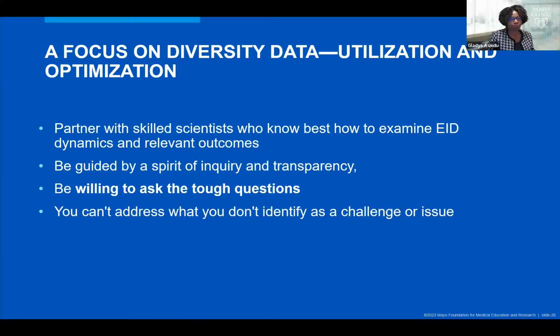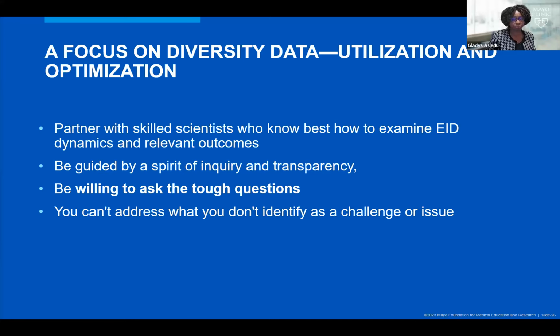we partner with skilled scientists throughout the enterprise, who know best how to examine this data, the dynamics and the relevance of it. We are also guided by a spirit of inquiry and transparency. Transparency is key, as I will share in my following slides, and we must be willing to ask the tough questions. You can't address what you don't identify as a challenge. If the institution does not see this as a problem, we're not going to get anywhere in resolving it.